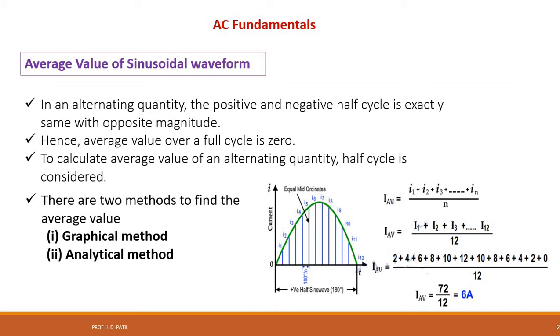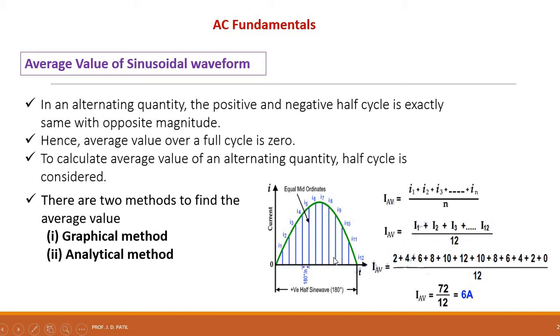When we study AC fundamentals, we have to learn about the AC fundamental waveform. It is a sinusoidal waveform, so we have to find the average value of a sinusoidal waveform. This figure indicates the half sine waveform, which is from 0 to time t.